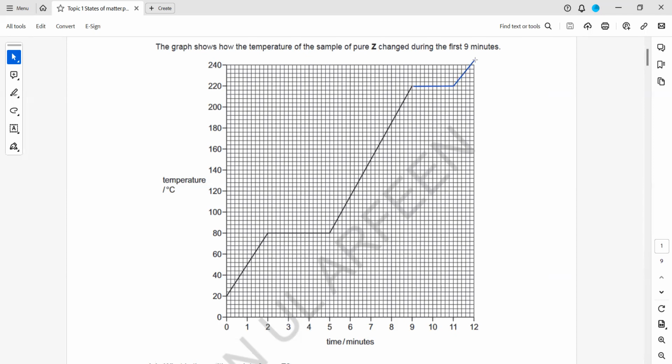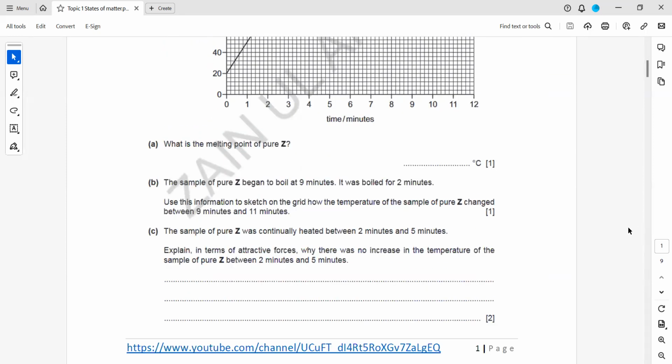And then the line will be straight because it was boiling for 2 minutes. So whenever a substance undergoes a change in state, there is no change in temperature. So it does not change the temperature.